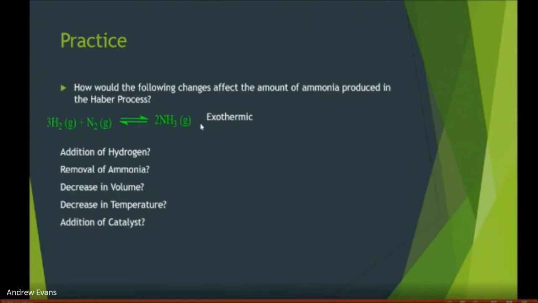So, addition of a catalyst. What would a catalyst do? Now here's the trick question. What would a catalyst do? Nothing. A catalyst speeds up the reaction, but it speeds up both the forward and reverse reaction.